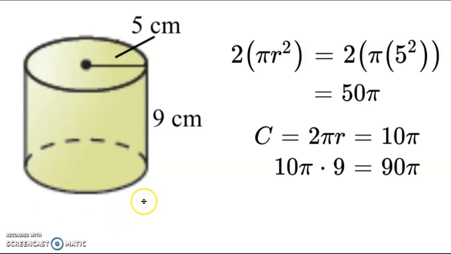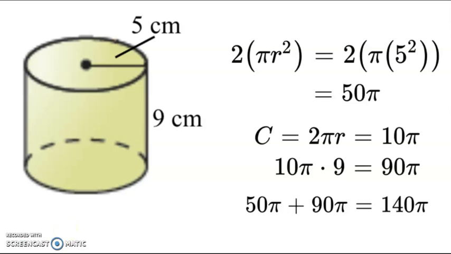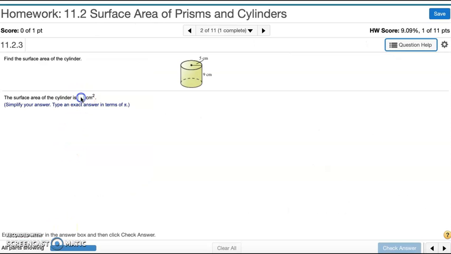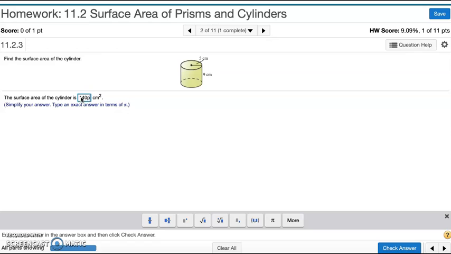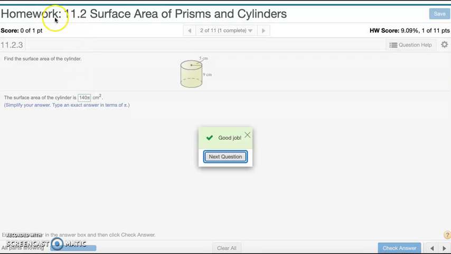So the surface area of the whole cylinder would be that 90 pi plus 50 pi, which is 140 pi. So let's type that in. So typing in 140 pi, and that's the answer for number 2.